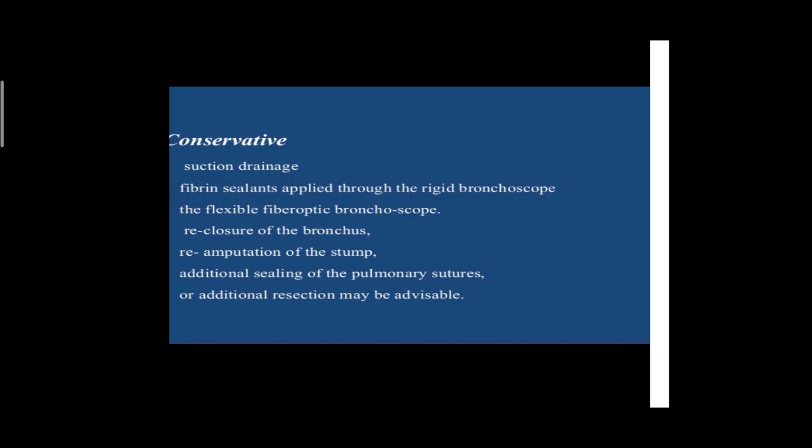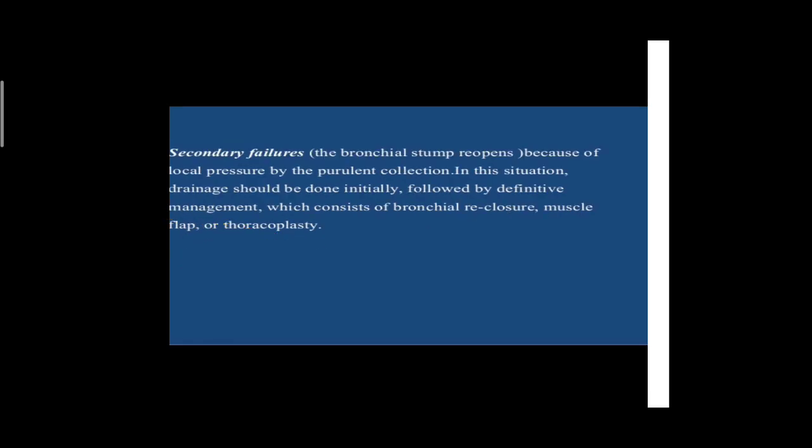Conservative treatment includes suction drainage. Fibrin sealants are applied through the rigid bronchoscope, or the flexible fiberoptic bronchoscope may be used. Reclosure of the bronchus and reamputation of the stump will be done. Additional sealing of pulmonary sutures or additional resection may be advisable. Secondary failures occur because of local pressure by a purulent collection. In this situation, drainage should be done initially, followed by definitive management, which consists of bronchial reclosure, muscle flap, or thoracoplasty. Thank you.